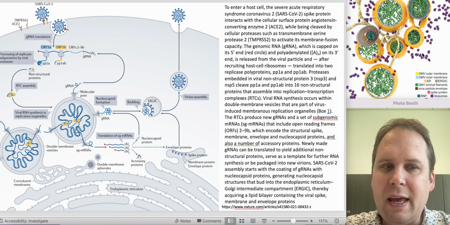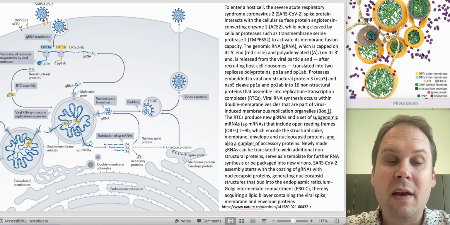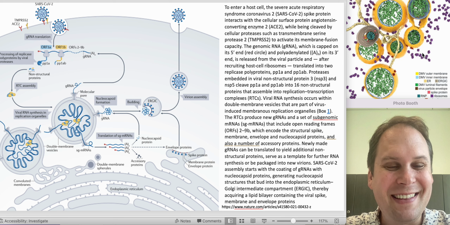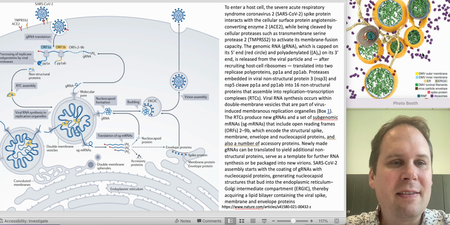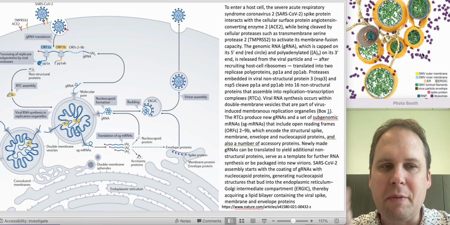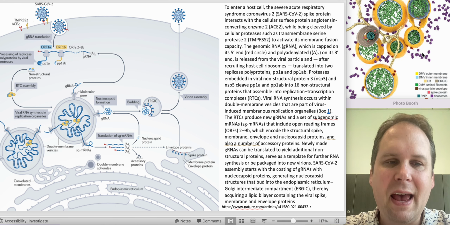So, unlike a retrovirus, which you remember packed enzymes with it, it had protease with it, and integrase and reverse transcriptase all hanging out inside the virion, coronavirus packs nothing. Nothing but its genes. And its genes will then be translated once it gets to the cell, and that will produce the first copies of the polymerase and all the other enzymes that will make this process happen. So yeah, it's a different philosophy.